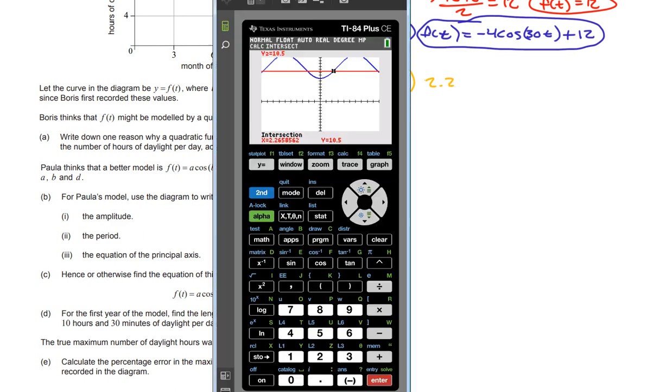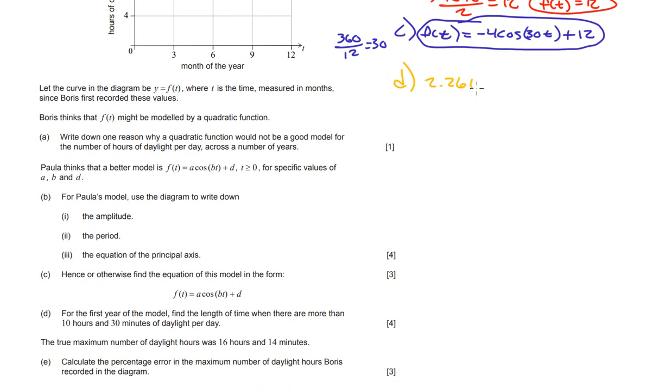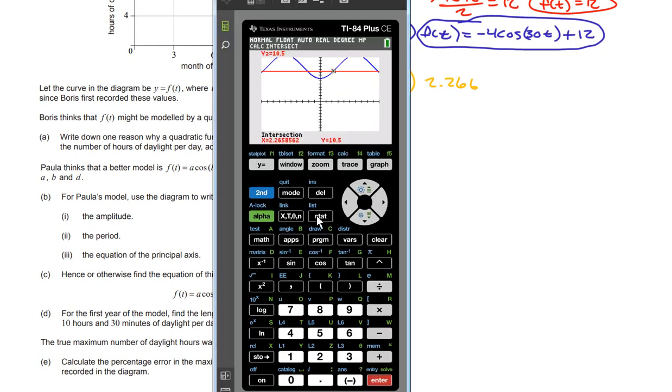Okay. So for D, we've got an intersection at 2.266. Okay, that's one intersection point, right? Up at 10 and a half. And then let's find the other intersection point.